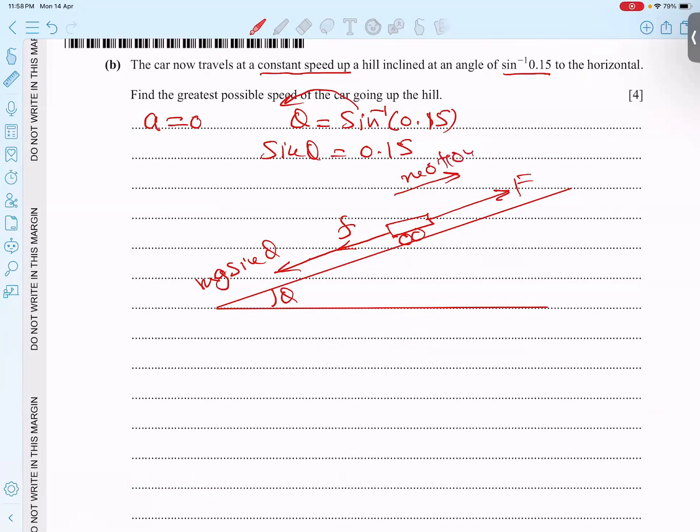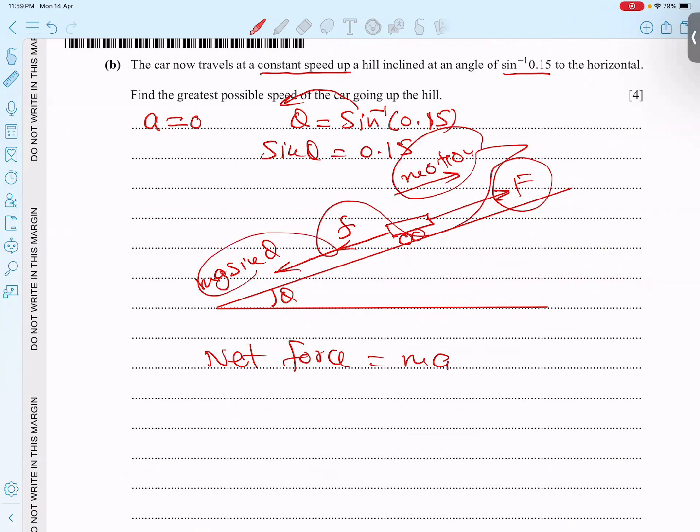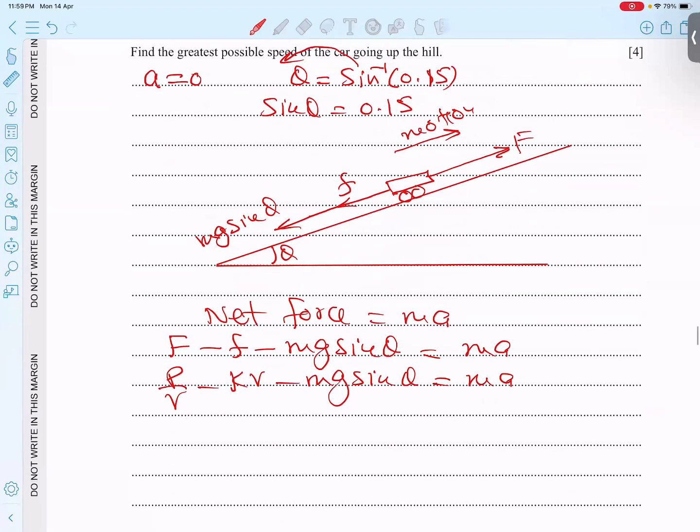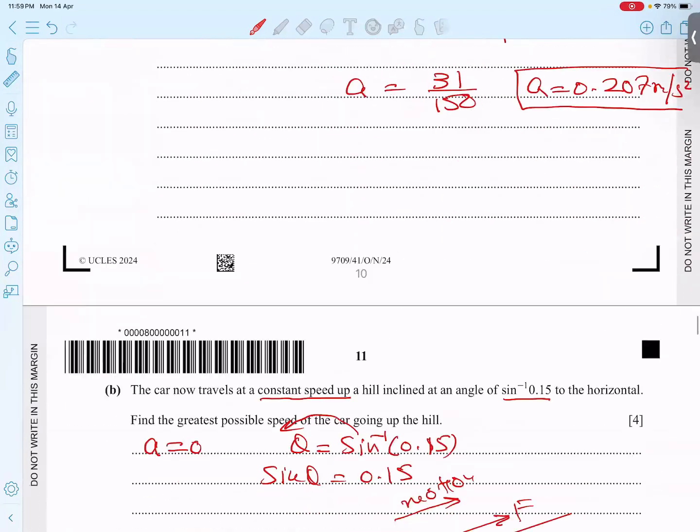So what is the basic formula now? Again, the same, net force is equal to ma. Because motion upwards is bigger, these are both smaller. So capital F minus friction minus mg sine theta is equal to ma. And here power by V minus friction is kV, minus mg sine theta is equal to ma. Power, we have it, how much? 92160.